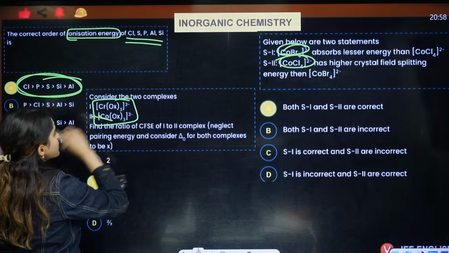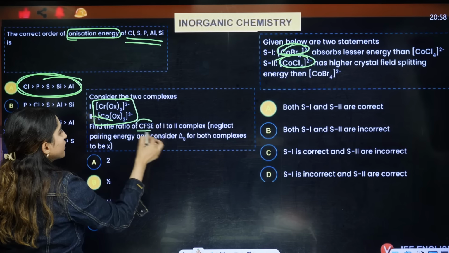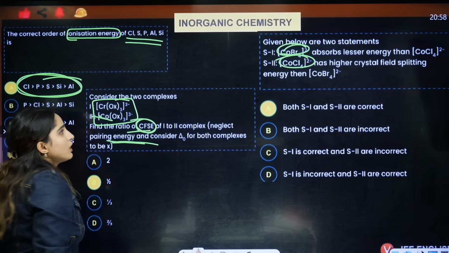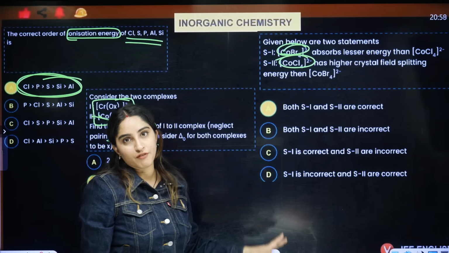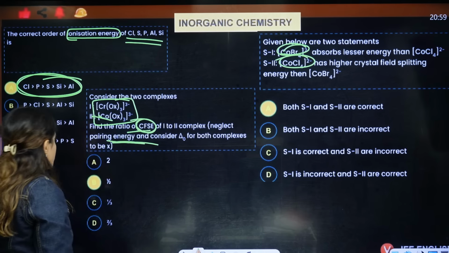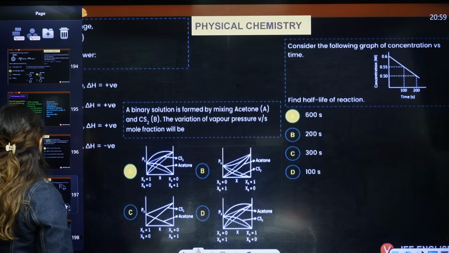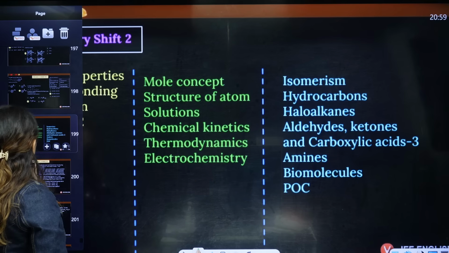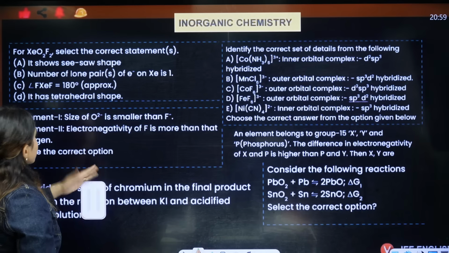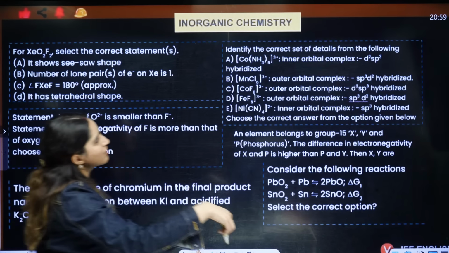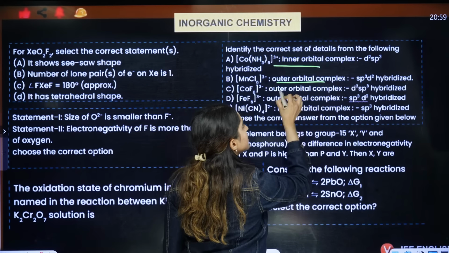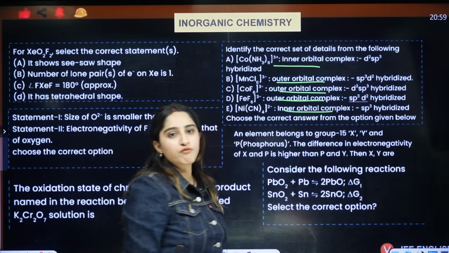And this question is again based on the calculation of CFSE. Two questions based on CFSE. Sometimes they ask you more questions on the basis of that. Now, if you talk about this shift here, that just happened now, can you see so many shapes you have to solve here?